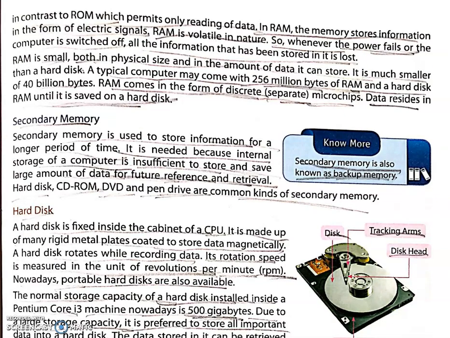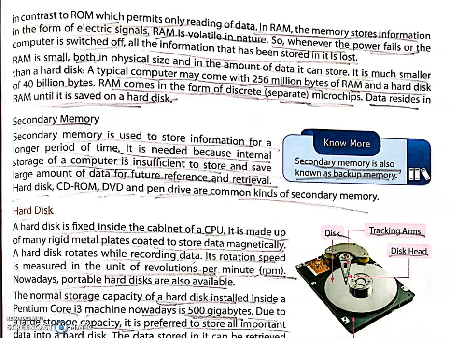In RAM, the memory stores information in the form of electrical signals. RAM is volatile in nature. What that means is that suppose I'm writing something in an MS Word document and I have not saved it, the information stays on RAM. Now if the electricity goes or if my computer is turned off, my document will be lost.